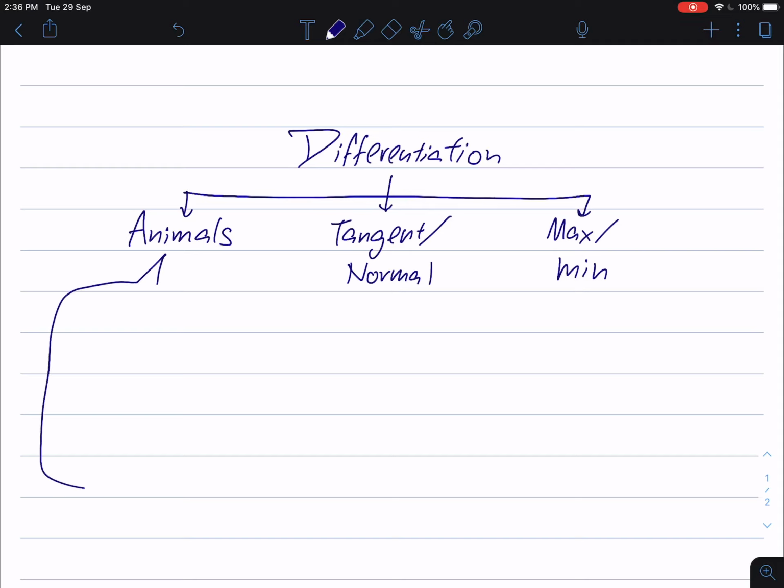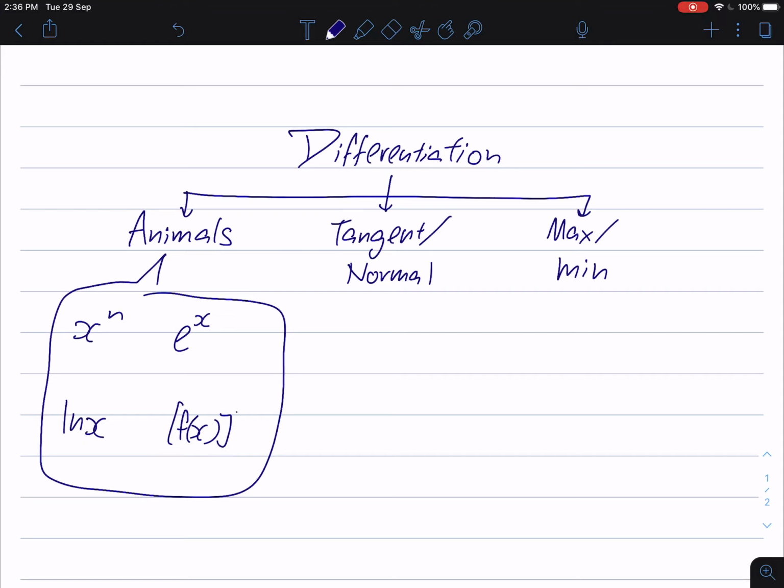Animals is our cute little way of calling the types of functions that we will differentiate. The animals are these 4 types over here: x to the power of n, e to the power of x, ln x, and f(x) to the power of n. Anytime you are doing an animals question, you are only doing one of these 4, or a combination of 2 or 3 of these 4.